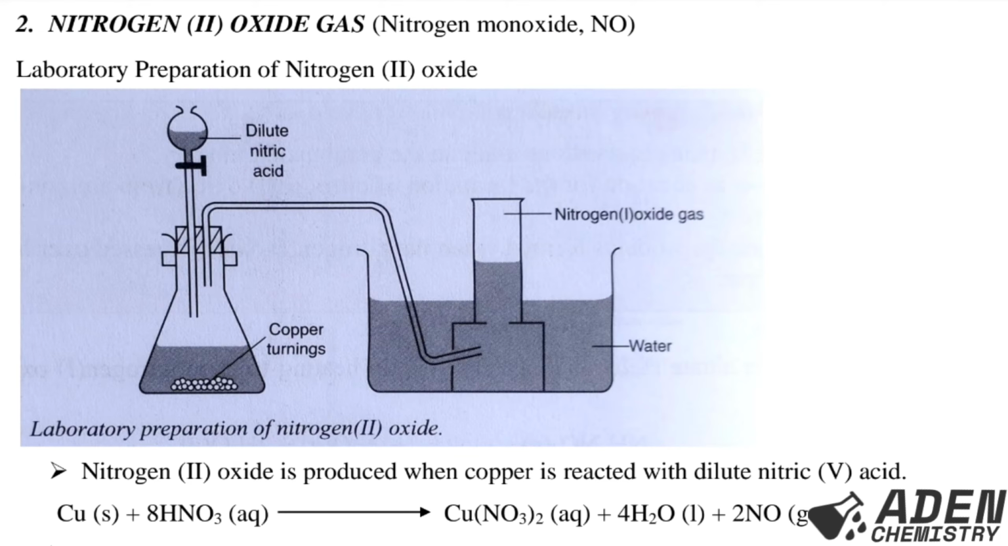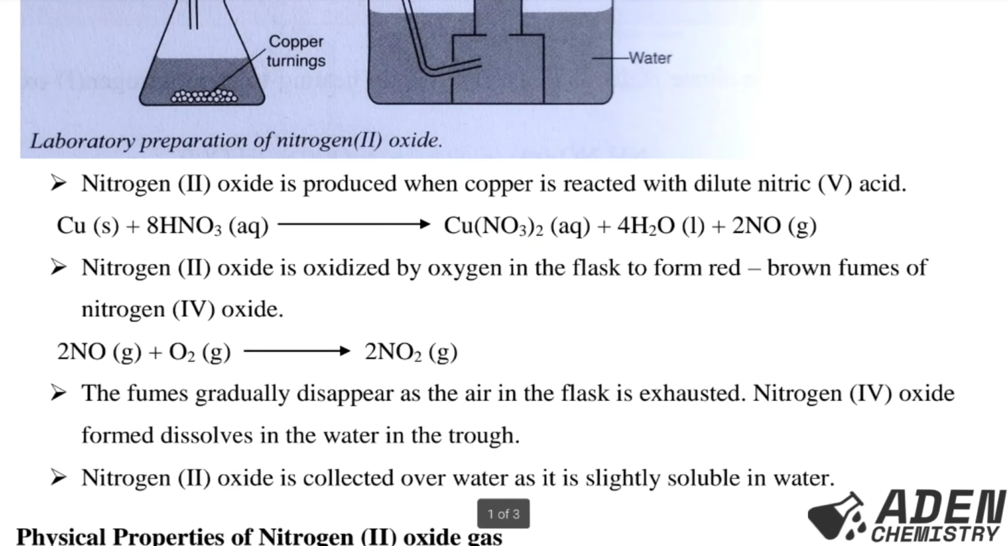and its chemical formula is NO. Let's start with the laboratory preparation of nitrogen 2 oxide gas, and we are going to have two reagents. One of them is copper turnings, and the other one will be dilute nitric 5 acid. Nitrogen 2 oxide gas will be collected over water. So we're saying nitrogen 2 oxide is produced when copper is reacted with dilute nitric 5 acid.